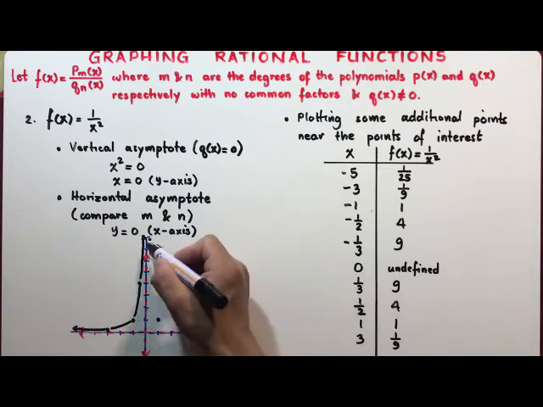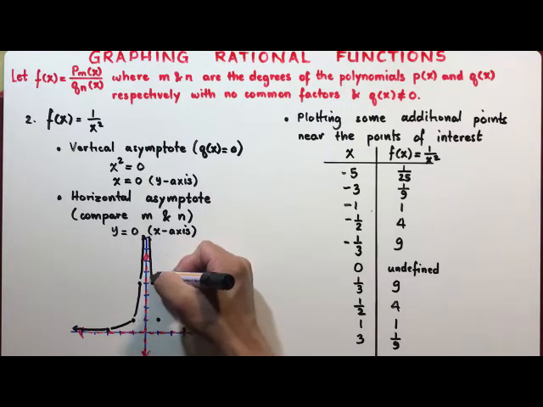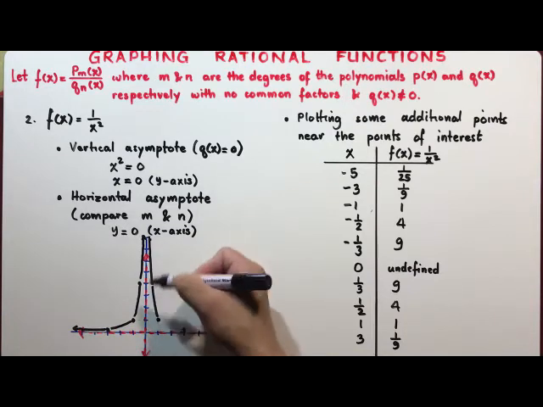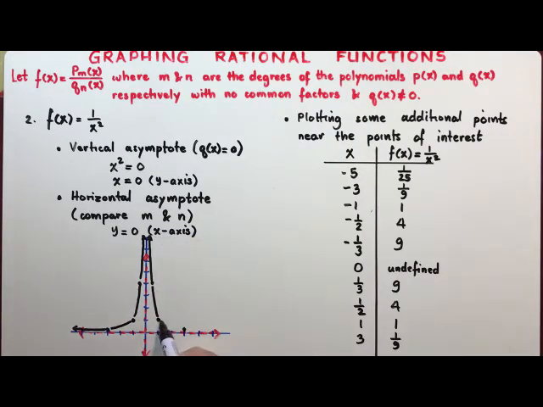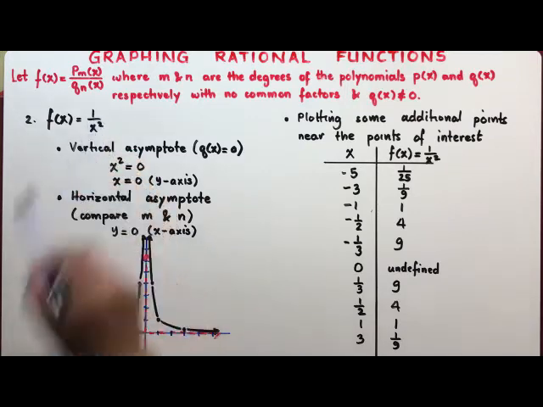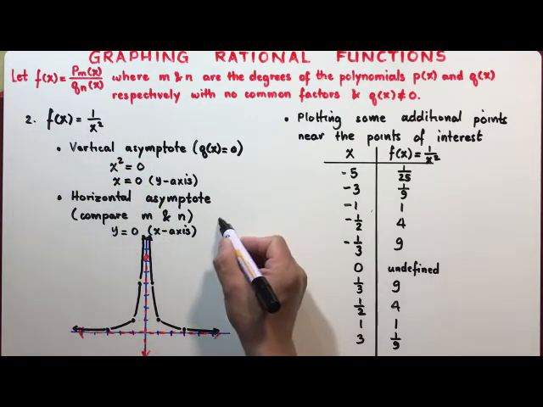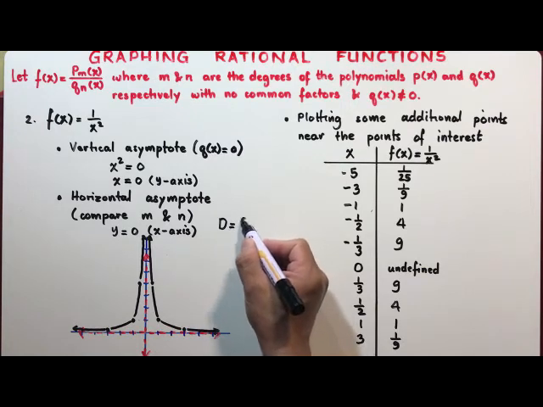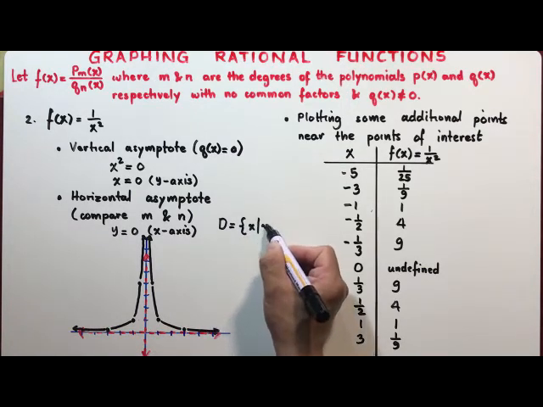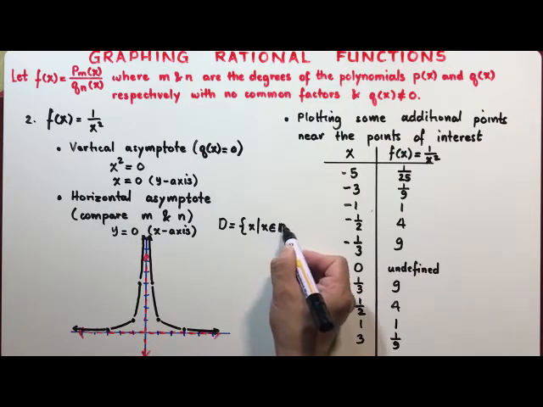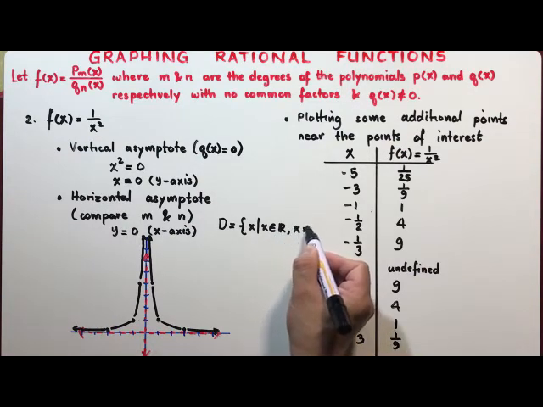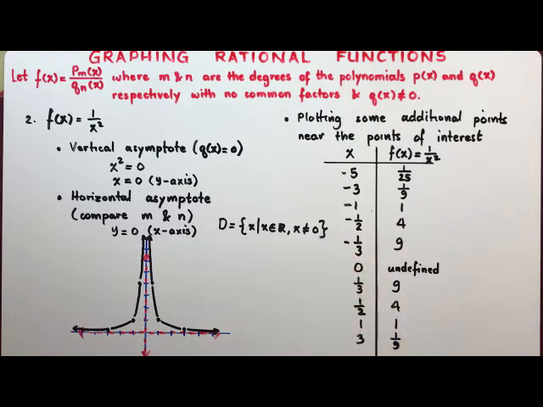So if you connect the points here, you notice that you form a smooth curve that is approaching the y-axis, also approaching the x-axis. So this is now the graph of the function 1 over x squared. So we can find the domain of the function: the domain is the set of x such that x is a real number, but x must not be equal to 0, because there is no function at x equals 0, because this is where our vertical asymptote is located.